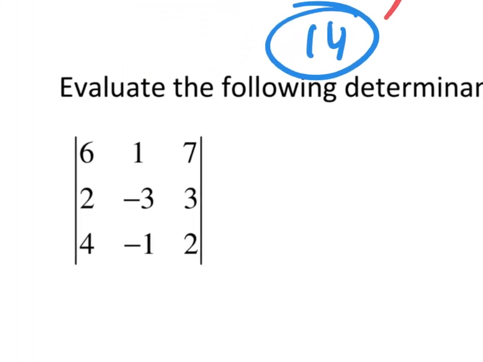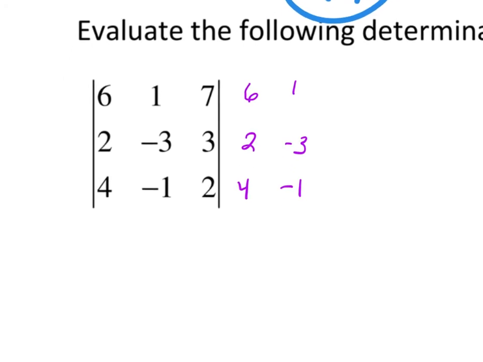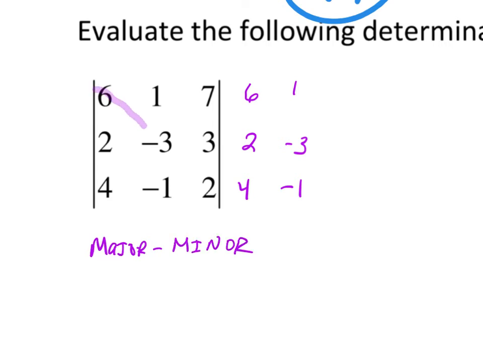Okay. Good, good. So 6, 2, 4. Make sure you write the numbers correctly. And then 1, -3, -1. So then it's major minus minor. So identify first, guys, your three majors. There's 1, 2, 3.